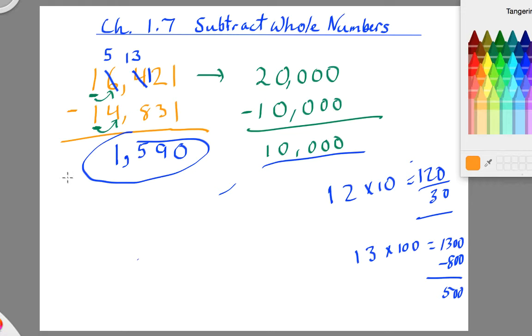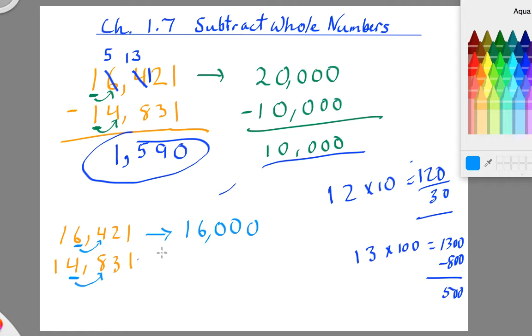Here we just rounded to the 10,000ths place. If we take our same number, 16,421, and 14,831. And this time we're going to round to the thousands place instead of the 10,000s place. Then I look over here at the 4, and that's small. So we get 16,000. Well, not 1,600, sorry. And then we're going to do the same thing over here. See, 16,000. Over here we got 20,000.